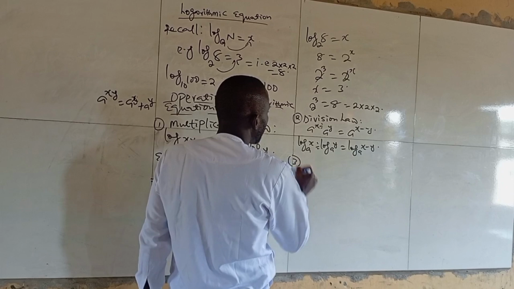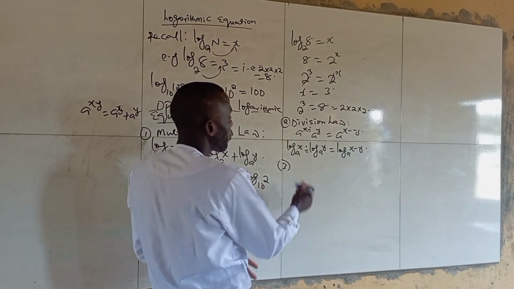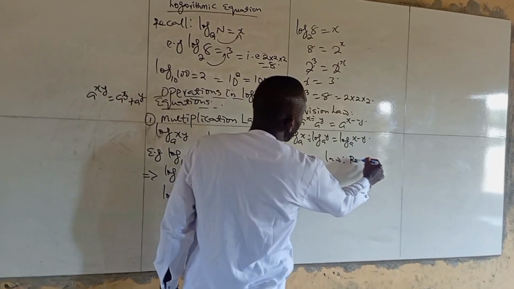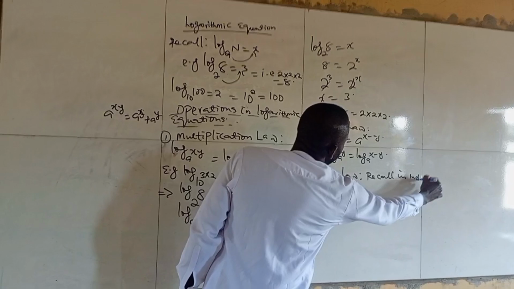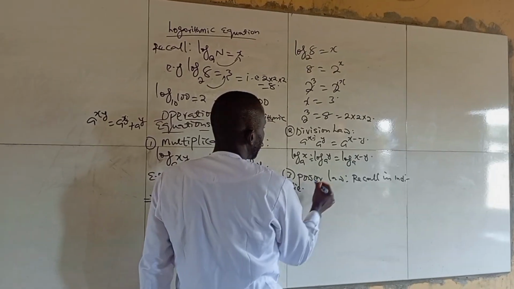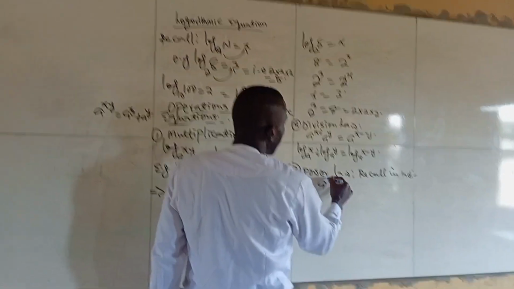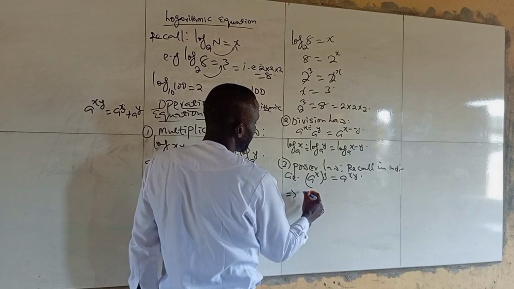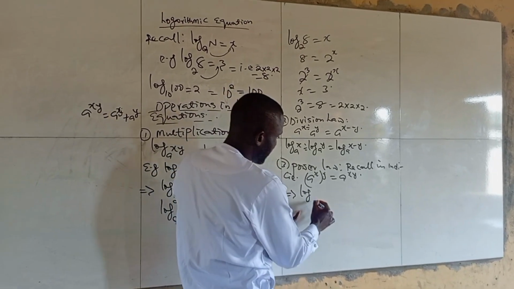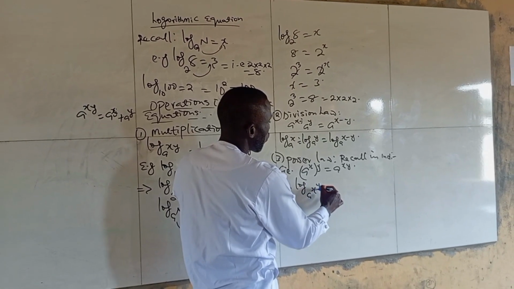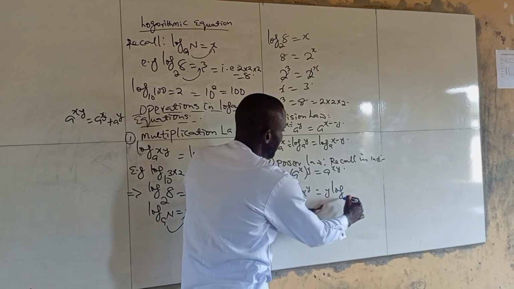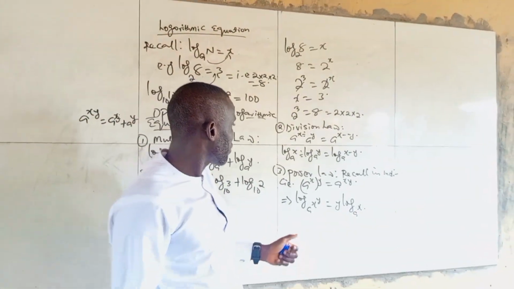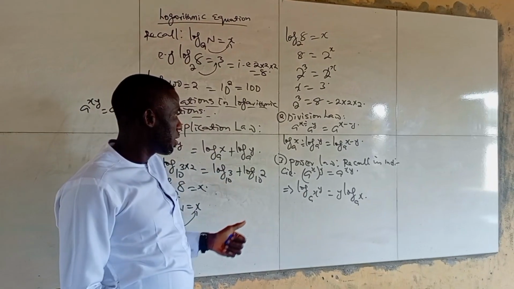How about the last one that I'm going to discuss here before we go into examples? Power law. Alright, power law we can also recall in indices. In indices, if we have a raised to the power of x, all raised to y, it is the same as a raised to the power of x times y. So here we have logarithm to base a of x raised to y is the same as y times logarithm to base a of x. Alright, so these are the basic laws that are involved as far as operations in logarithm are concerned.